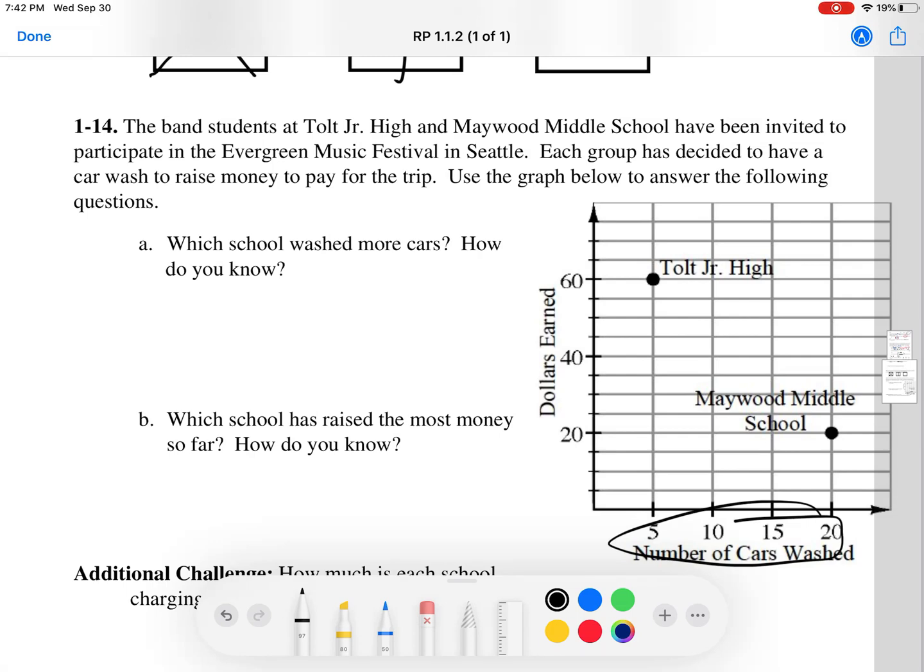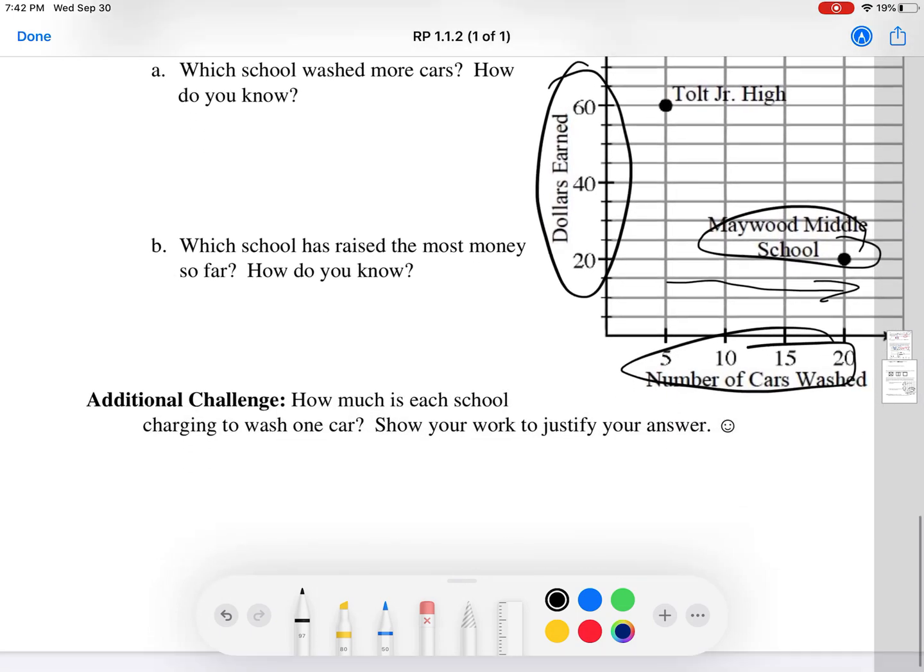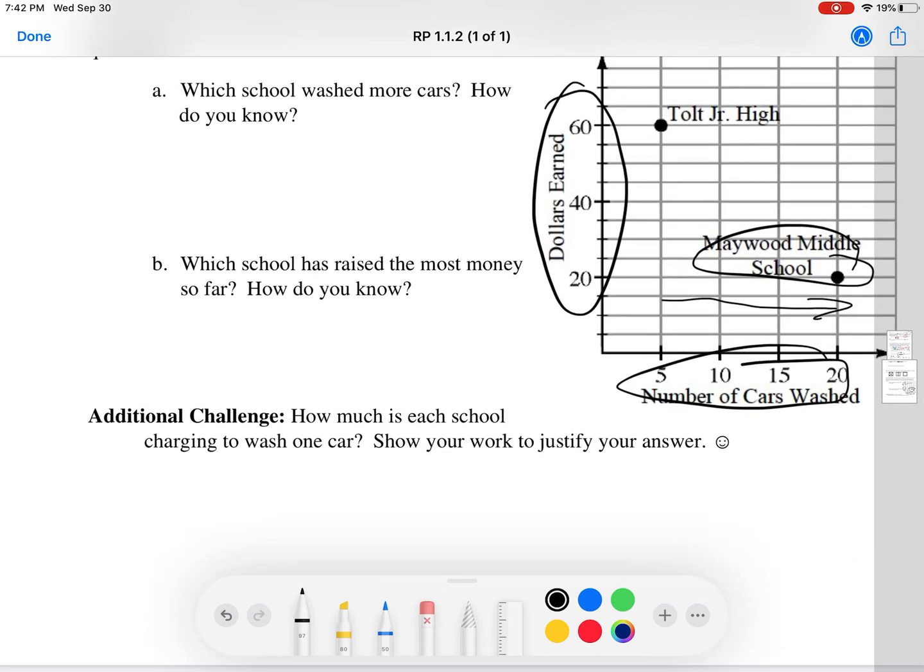Well, when we look down here, it says there's the number of cars. So which one is furthest here? Which one's done more? There it is, right? Which one's raised more money? Well, here's our money here. And I'll let you finish doing that. You don't have to do the additional challenge, but if you do, could you figure out how much each school was charging per car wash?